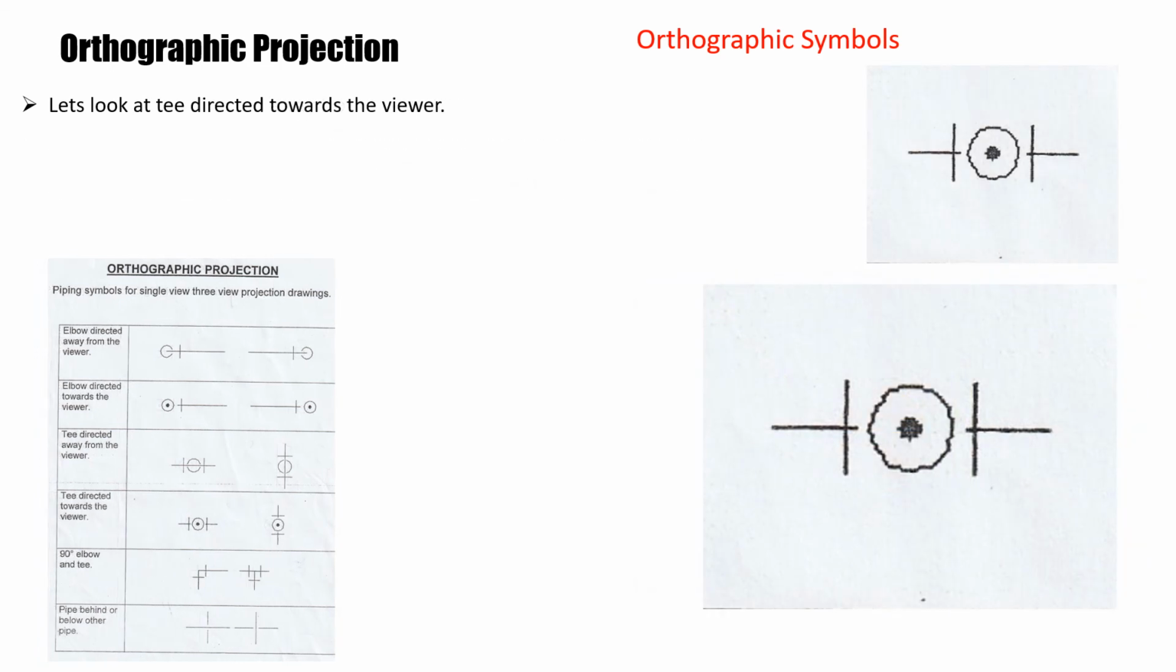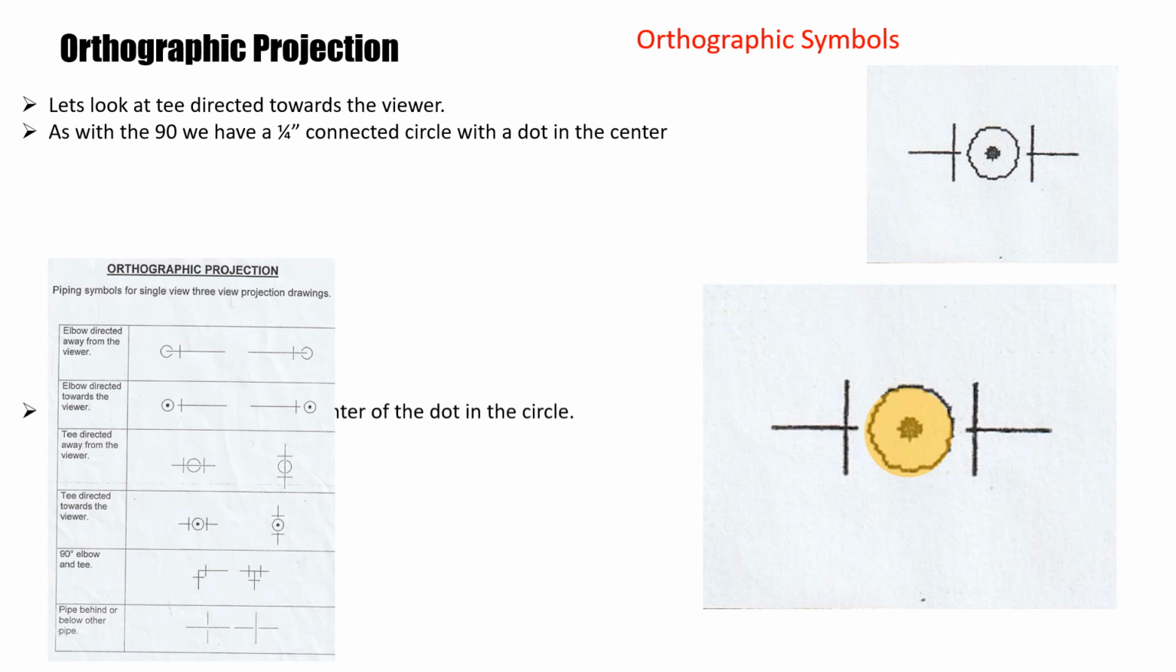So let's look at a T directed towards the viewer. As with the 90, we have a 1/4 inch connected circle with a dot in the center. So with these, the circle is round, and the dot is in the center. Now these look like pretty crappy circles, I gotta admit. They look pretty rough. These pictures are blown up huge. When they're actually down to the proper scale size, they look a little more normal.